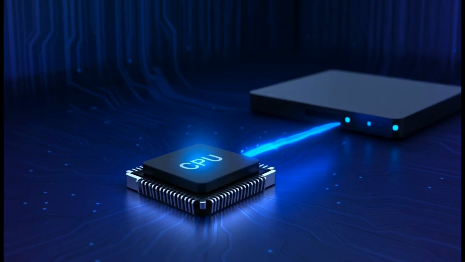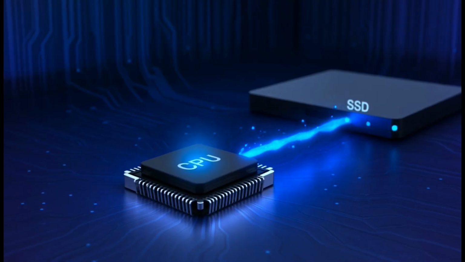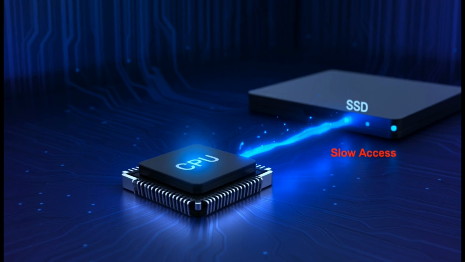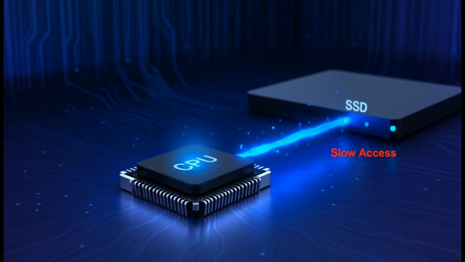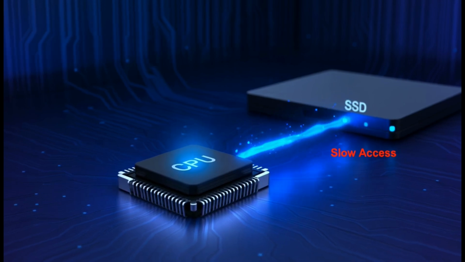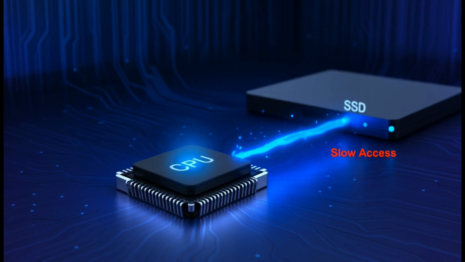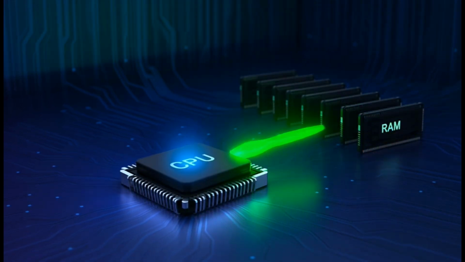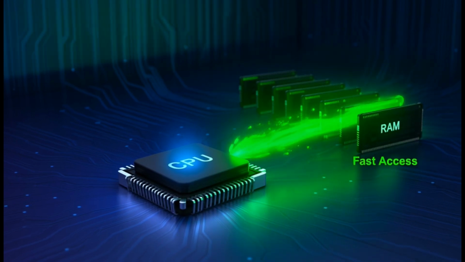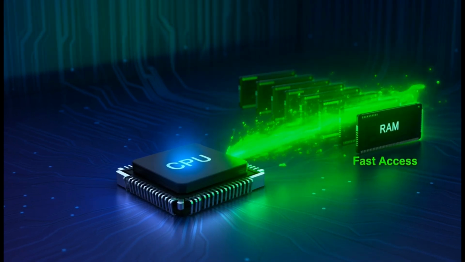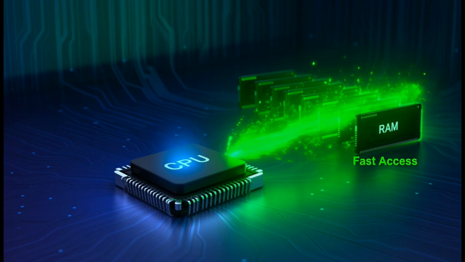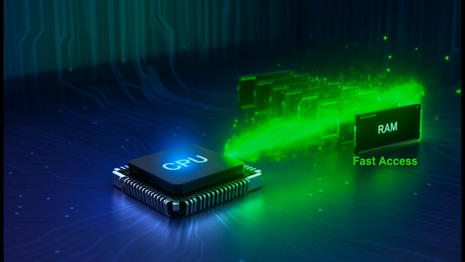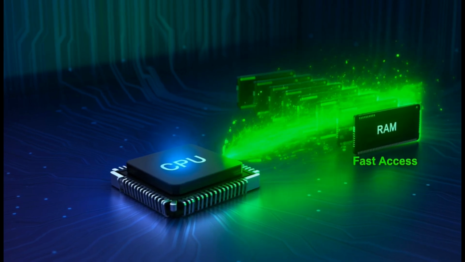The CPU is incredibly fast, but storage drives are slow in comparison. If the CPU had to read directly from storage every time, your computer would feel painfully slow. So instead, data from storage is copied into RAM, and the CPU works directly with RAM because it's thousands of times faster. Think of RAM as your computer's workspace.